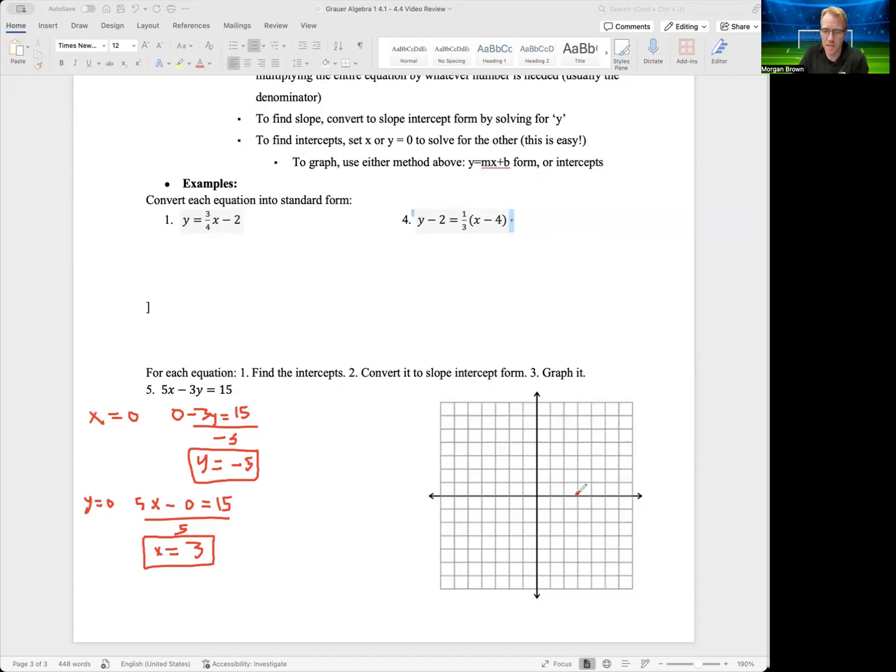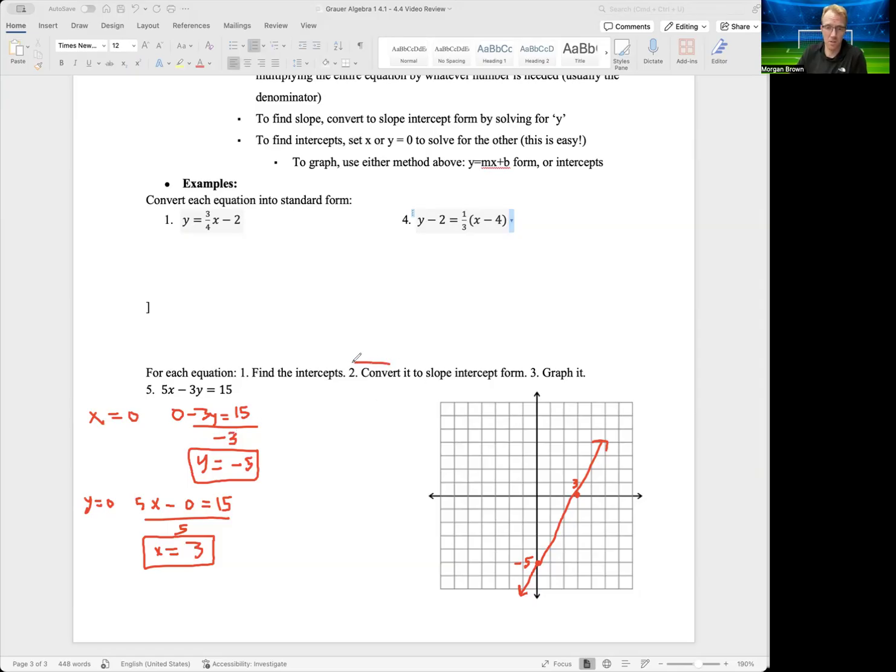On the x-axis, I go over to 3. On the y-axis, I go down to negative 5. And you notice that I always label when I'm plotting these points. Now I just have to draw a straight line through these 2 points. So again, it's a little bit rough because I'm using a mouse, but it's a straight line through those 2 points.